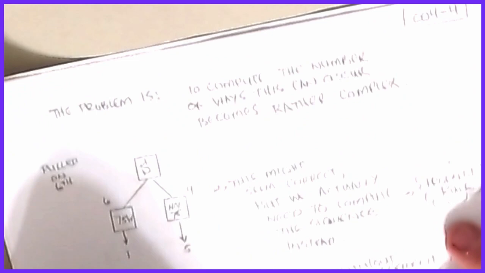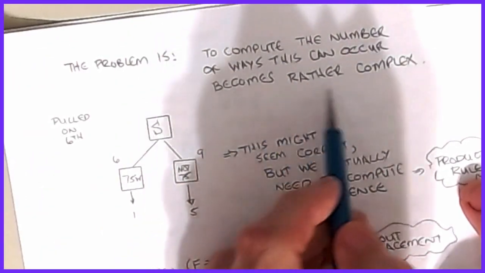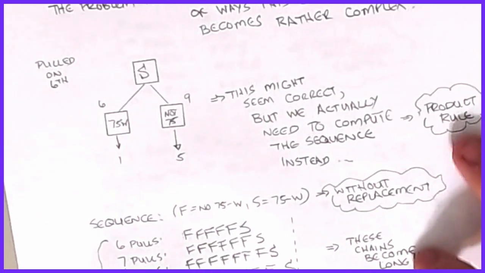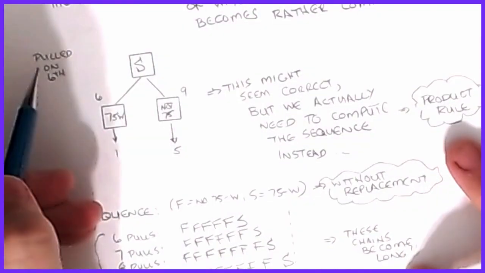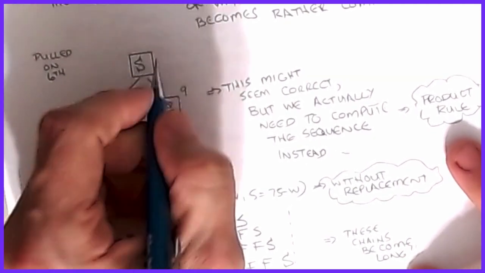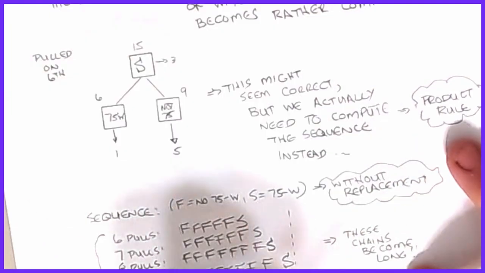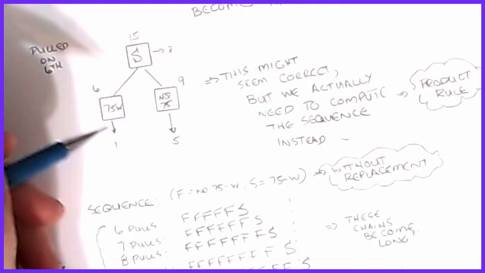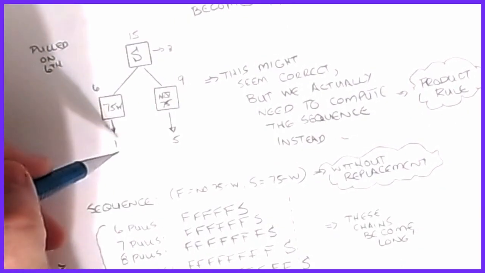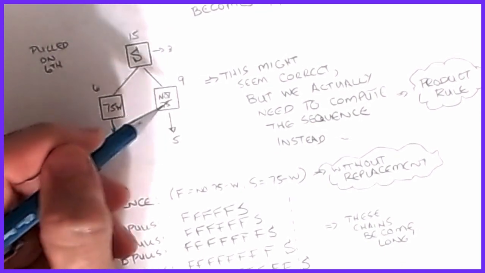Now here's the problem, and I'll show you the issue: computing the number of ways this can occur becomes a little bit complex. So let's draw our pool picture for pulling it on the 6th. I've got my sample space again, and we're doing 15 and 3. On exactly the 6th pull, I'm looking for the probability of the event of having 1 on 6 and 5 on 9. Seems like what we were doing.